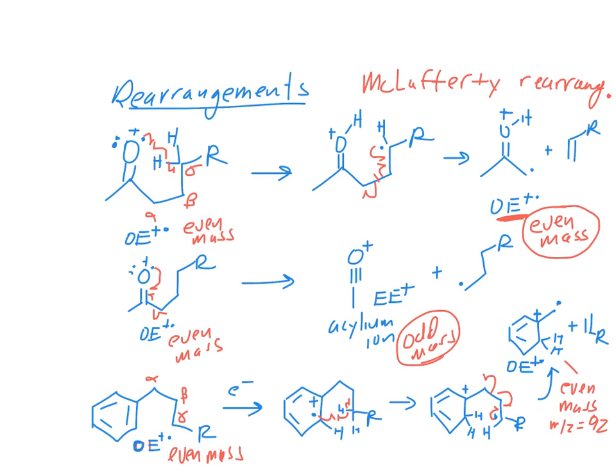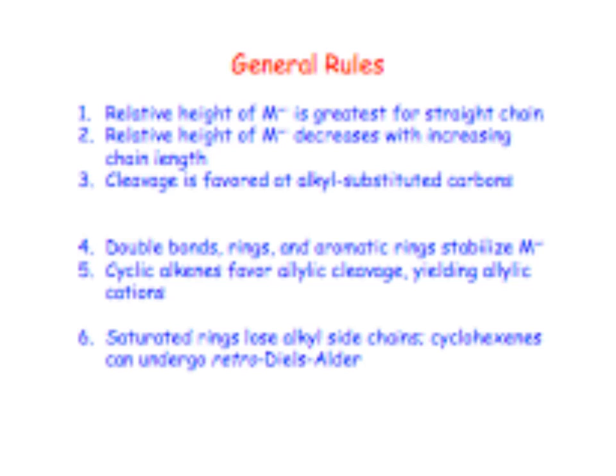All right, so these are a few of the rearrangements. There are other rearrangements that can take place as well. I think we'll look at a couple today as we go through and try to figure out some of the spectra that I have in the examples. All right, so just a few general rules then, about the spectrum in general.